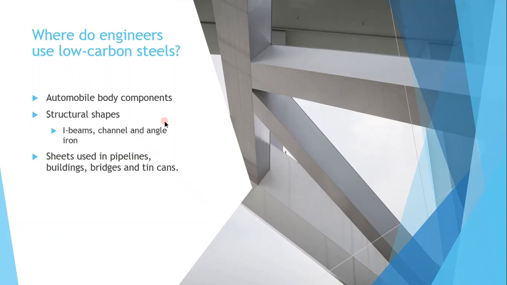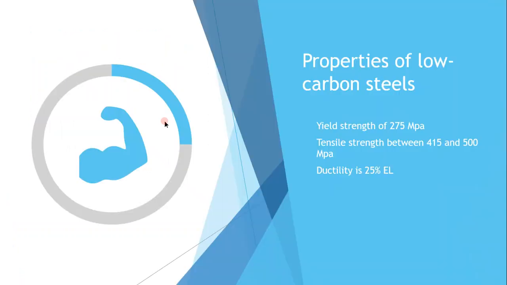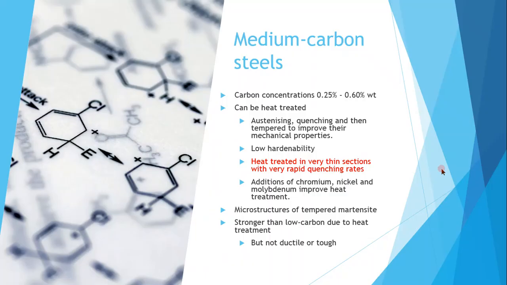Low carbon steels are seen in automobile body components, structural shapes such as I-beams, channel and angle irons, and sheets used in pipelines, buildings, bridges and tin cans. As for the properties of low carbon steels, they usually have a yield strength of around 275 megapascals. The tensile strength is between 415 and 500 MPa. And I think titanium has something like 4,000 MPa, so there's a bit of contrast there. And the ductility is 25% elongation, so it elongates by 25% if you stretch it until it snaps.